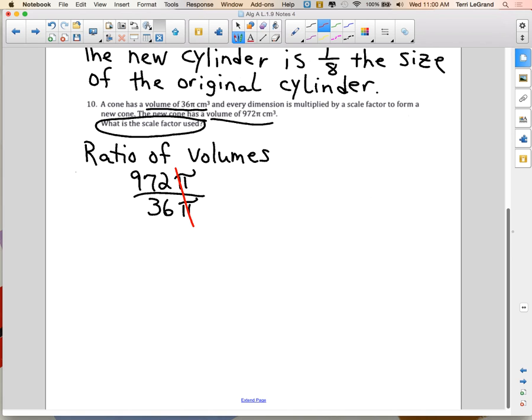I'm thinking a calculator would be nice for this. How about we just try and see if 36 goes into 972? 972 divided by 36. What is that? 27, okay? Now, do we feel good about that? Because, remember, is the new one bigger or smaller? Bigger, okay. So this 27 is kind of a big number. I'm feeling kind of good about that. But is that what they wanted? Did they want the ratio of volumes? No, they want the scale factor.